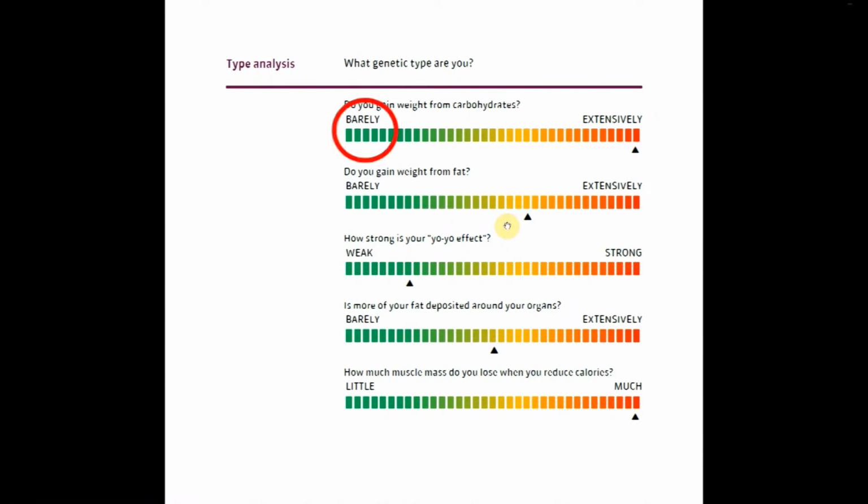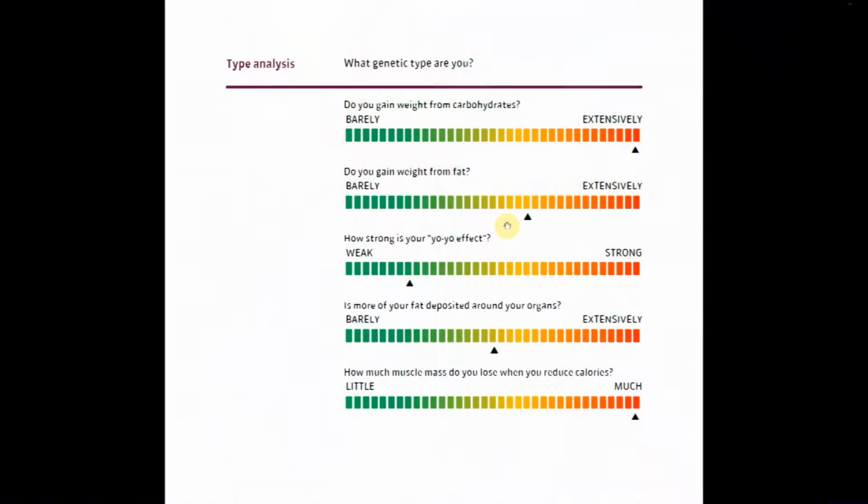So we tested this genetic variation in you, and then we can tell if you hardly gain weight from carbohydrates based on the genetics, or if you gain a lot of weight from carbohydrates. And do take your booklet and check what your personal result is. It could be anywhere along these lines. Then the next question is, do you gain weight from fat?